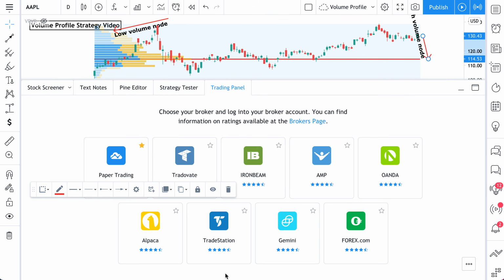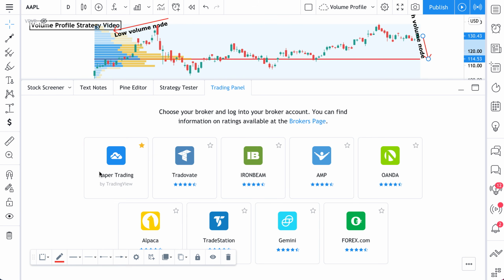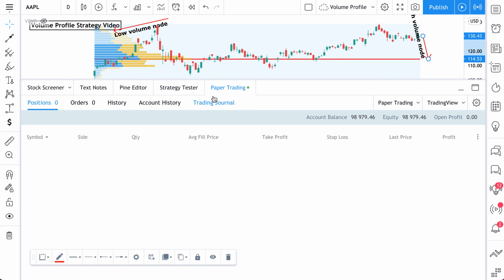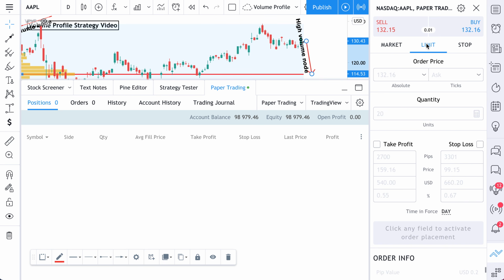Check this out. We're going to open up our trading panel. In fact, we'll place this on a paper trade just so you can see it for yourself. So we open up our paper trading account. This button here is where our order panel is. And let's do a limit.